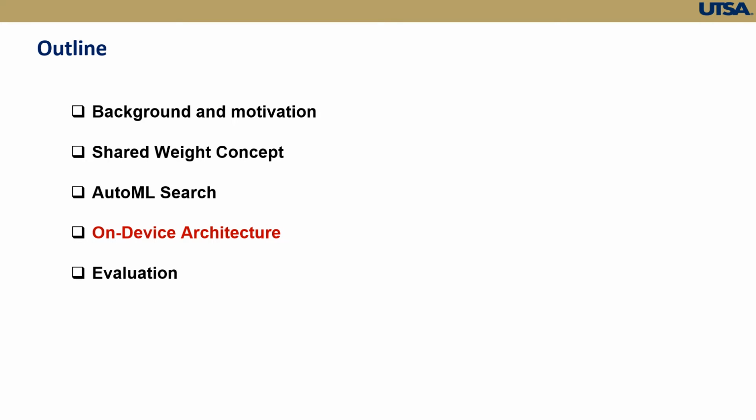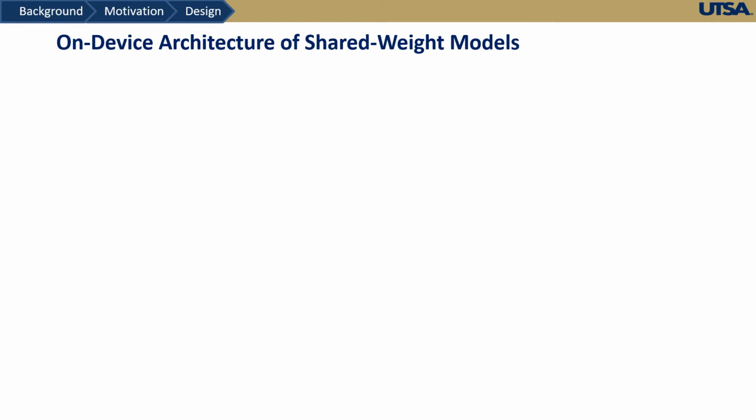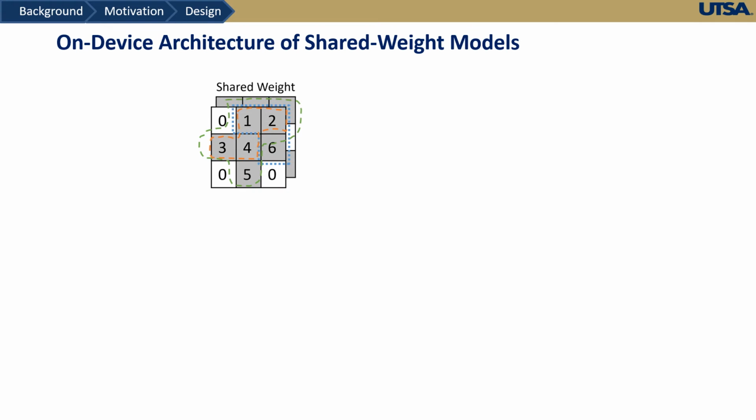Next, we will discuss the on-device architecture of the shared weight model. After AutoML search, we achieve multiple shared weight models. Here, blue patterns represent the highly pruned or high sparsity model, yellow patterns represent the medium pruned or medium sparsity model, and finally the green color represents the small pruned or small sparsity model.